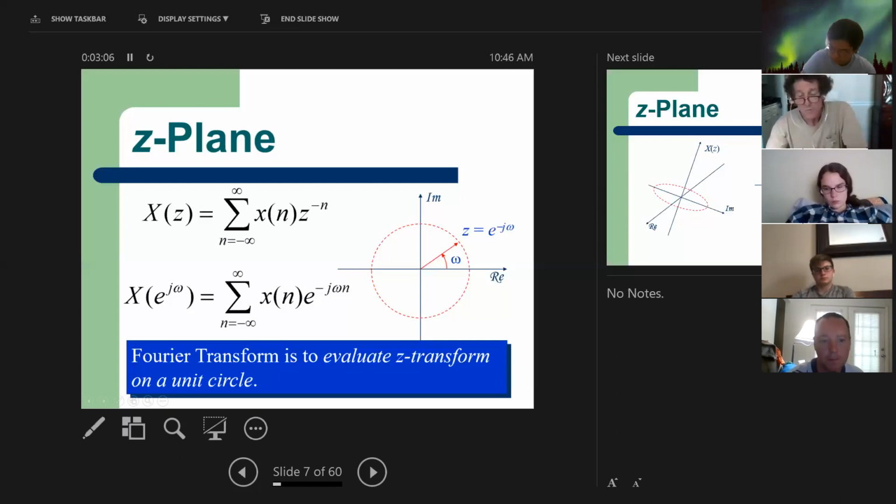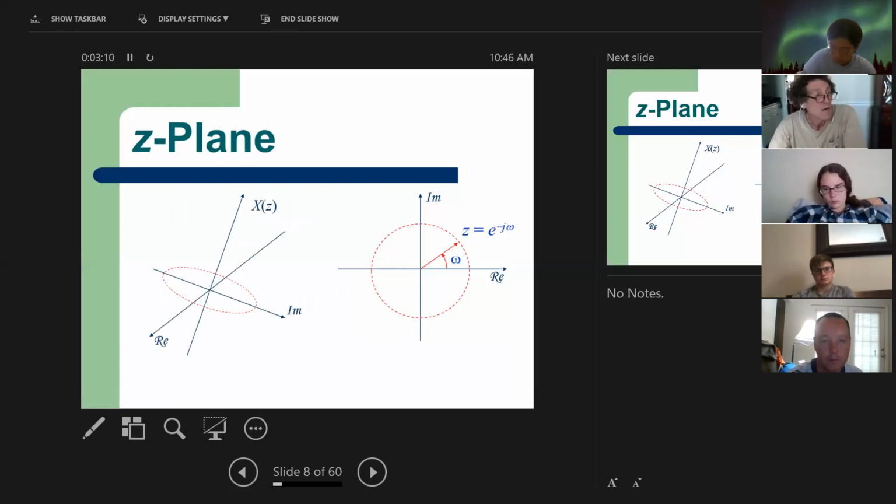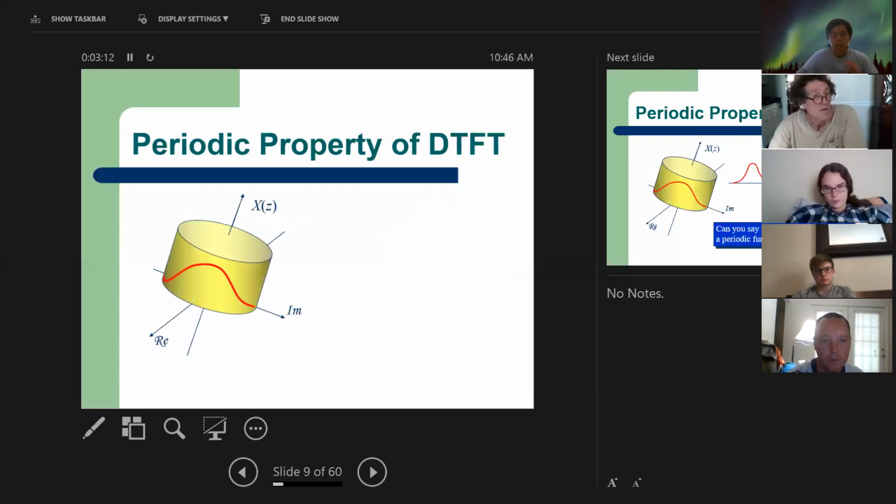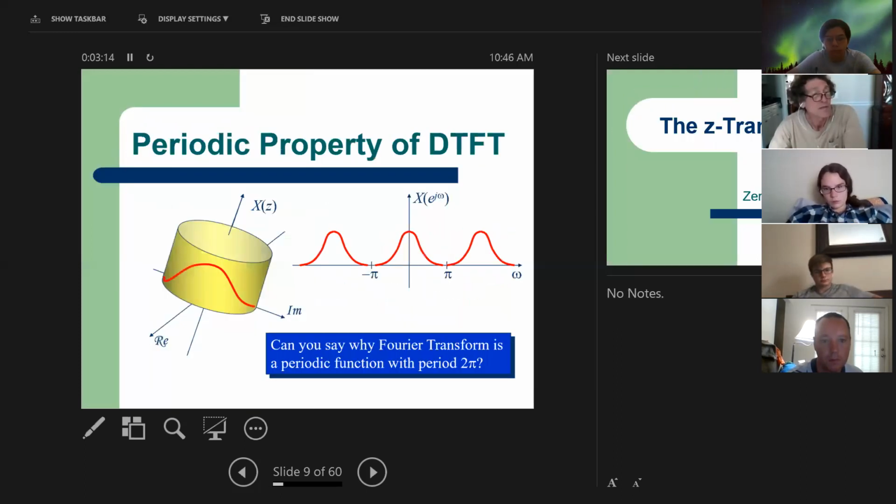But here's where it becomes really important that you pay attention. Normally when we look at the frequency domain plot of a function, we just look at the magnitude of it versus the value of capital omega, right? And it's periodic every 2 pi, correct, class?